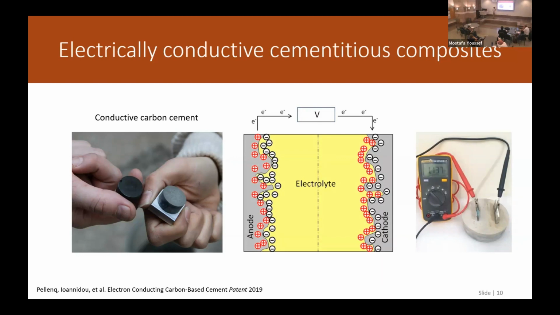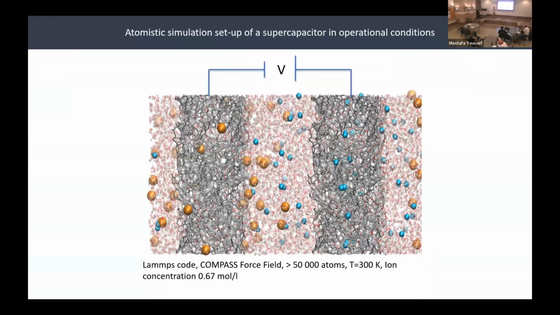But if you think about simulations, you can't really, for now at least, do the whole system with cement and carbon and all the ions and everything. So what we do instead is we look at more simple systems where we have this structure here. We have one porous electrode here of carbon and another one here, and they are separated by the electrolyte solution, which is water with chloride and sodium. And we have to apply a voltage on this simulation cell to mimic the adsorption process. We want to simulate the adsorption process.